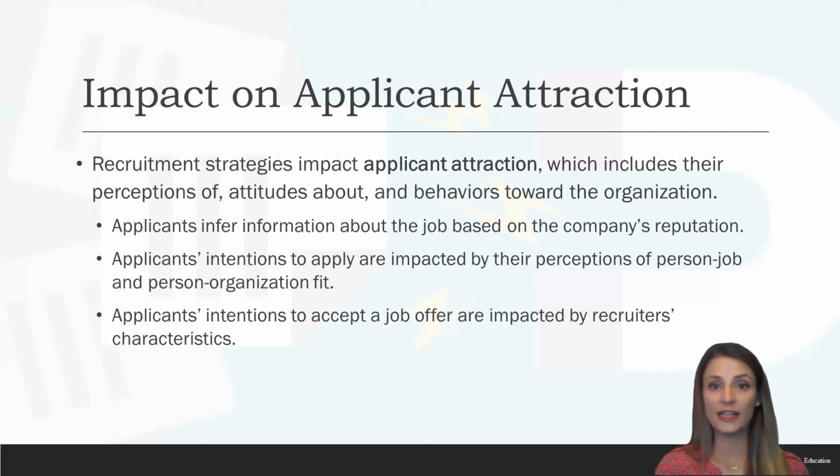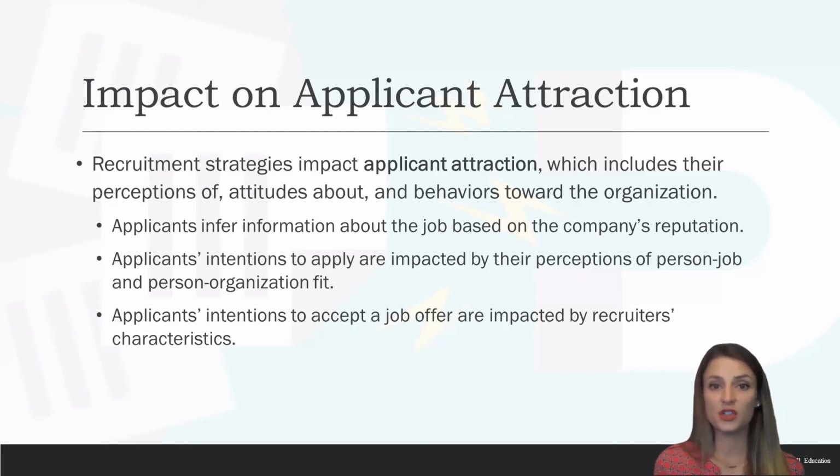If applicants have a negative experience, say the organization never emails them back to let them know they didn't get the job, then their attitudes are more likely to be negative about that particular organization. When applicants don't have enough information about the job, about the organization, they will infer qualities about both the employer and the job based on the organization's reputation. I'm sure some of you have gone to Glassdoor.com or Googled potential employers to try to find out information about what it's really like to work for them.